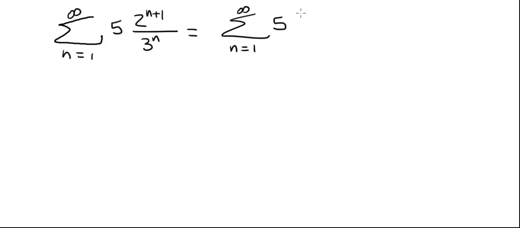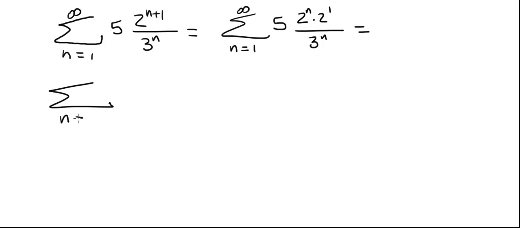2 to the n plus 1 we're going to rewrite as 2 to the n times 2 to the first, divided by 3 to the n. Notice that 2 to the n and 3 to the n are both raised to the same power, so we can combine them into a fraction. This is now summation from 1 to infinity. We'll take the 5 and the 2, that's 10 times 2/3 raised to the nth power.